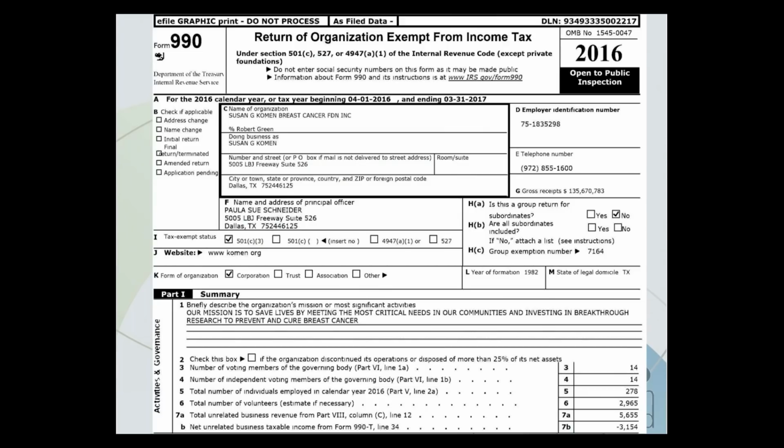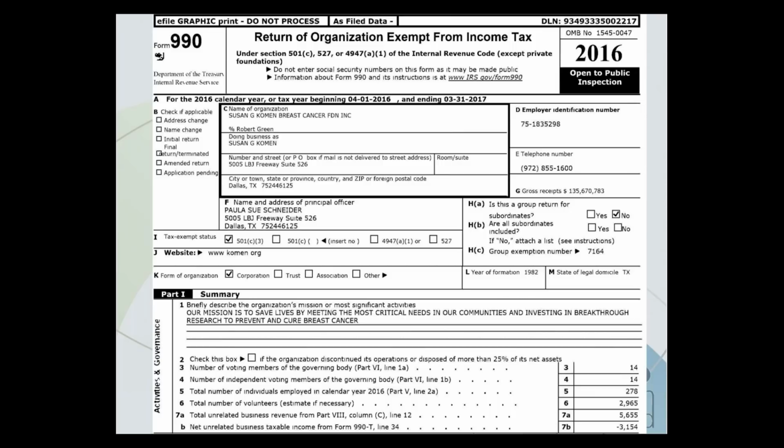This one is the page for the Susan G. Komen Breast Cancer Foundation, a well-known organization. Taking a look at this, this is just the top of the page. We'll look at the bottom of the page in a minute. Not only do you have name and address information, the employer ID number, the telephone number, you also have information like what are the gross receipts of the organization.